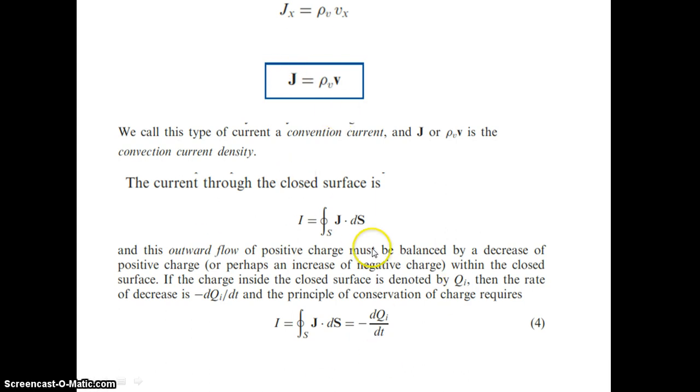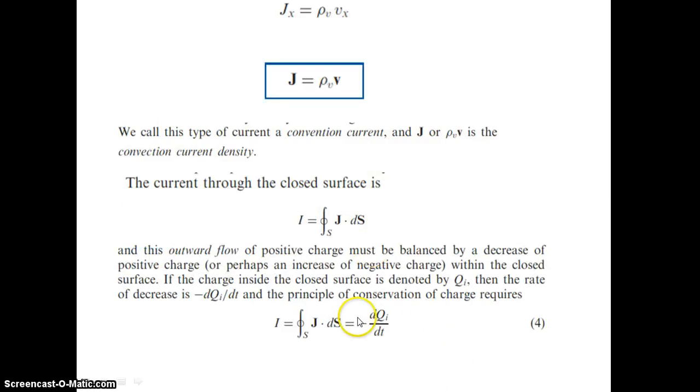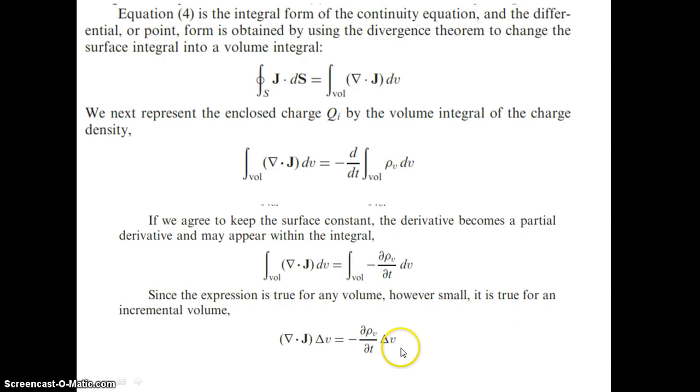And for the current through a closed surface, previously we have seen that I equals the surface integral of J dot ds. But the net outward flow of current should be equal to the rate of decrease of charge inside the surface. These two are of opposite sign, so the rate of decrease is minus dq by dt. So the principle of conservation of charge requires I equals the surface integral of J dot ds equals minus dQi by dt. This is called the continuity equation.